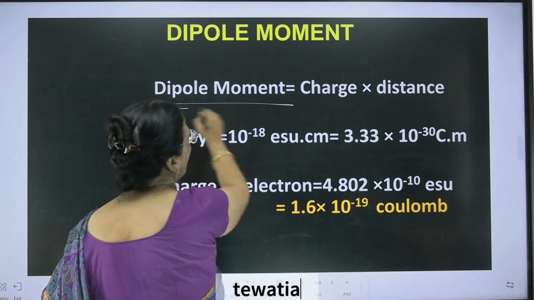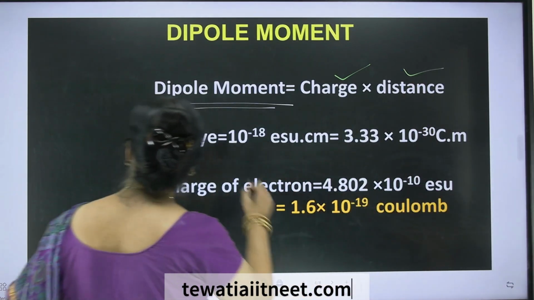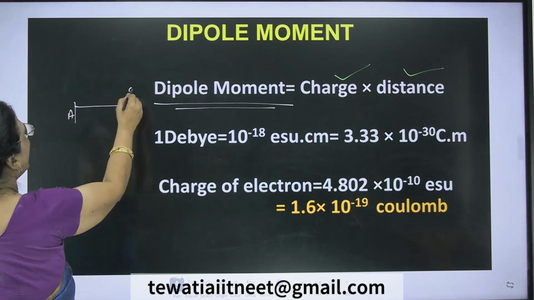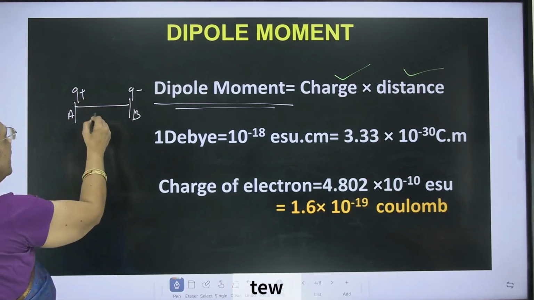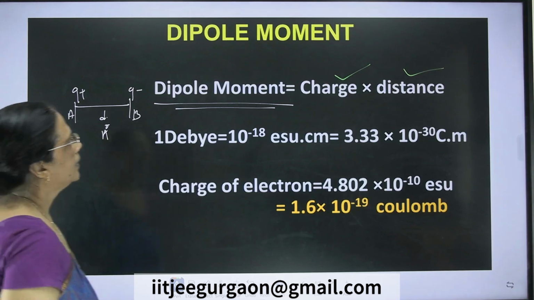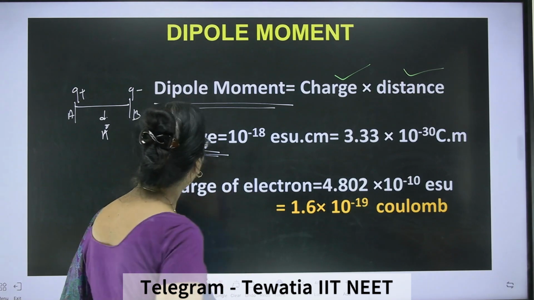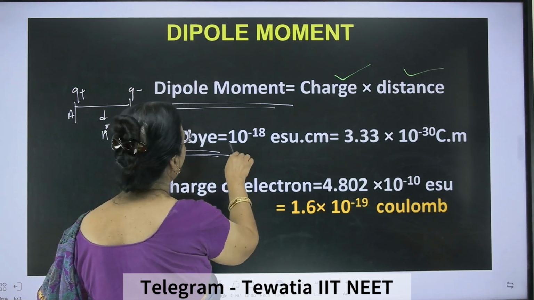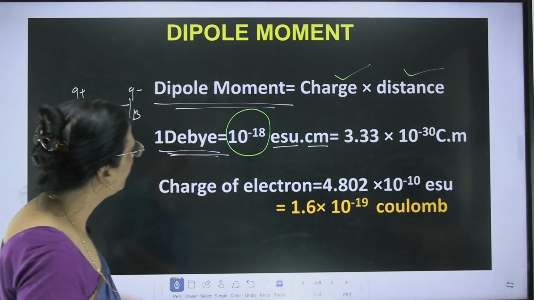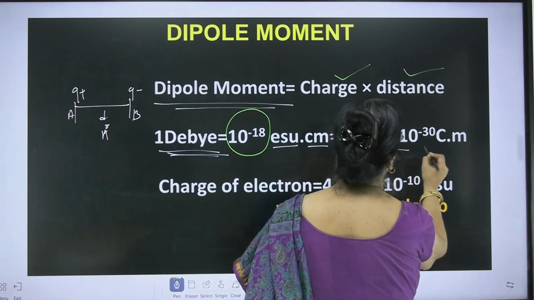Dipole moment, as you have seen, is charge into distance. Here we have the partial charges Q minus and Q plus, and this is the distance, suppose D, taken in angstrom unit. Charge into distance, and 1 Debye, the dipole moment unit, is equal to 10 to the power minus 18 ESU centimeter, or it is your Coulomb meter.